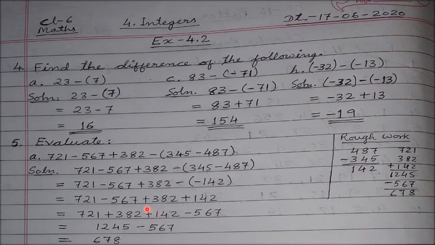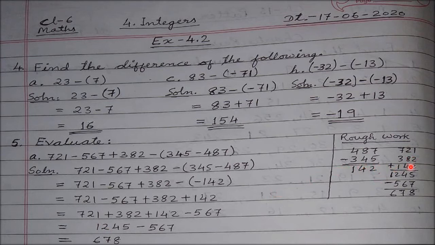Now the negative integer here is minus 567, so that will be written on the other side. Now the total of the positives will be added: 721 plus 382 plus 142, and we got 1242 as it is shown here.